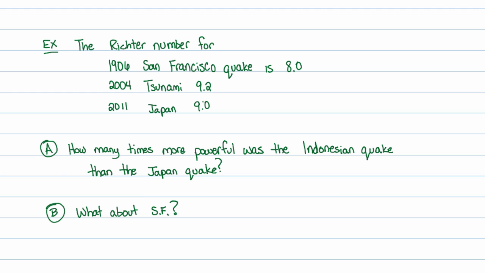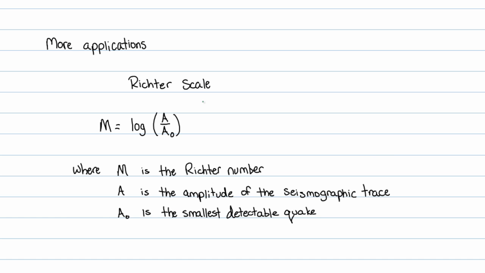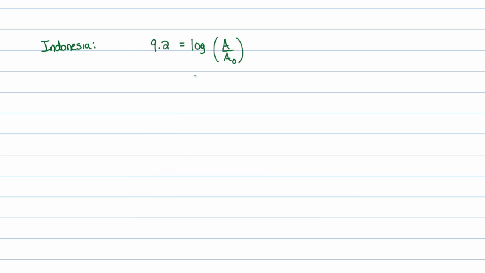So recall that the Richter scale formula is M equals log of A over A naught, where A naught is the smallest measurable quake. Substituting Indonesia's Richter number into that formula, we get the following.